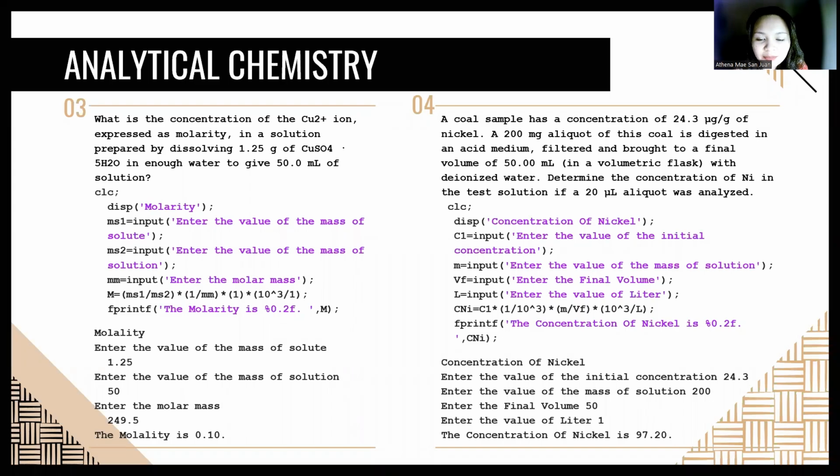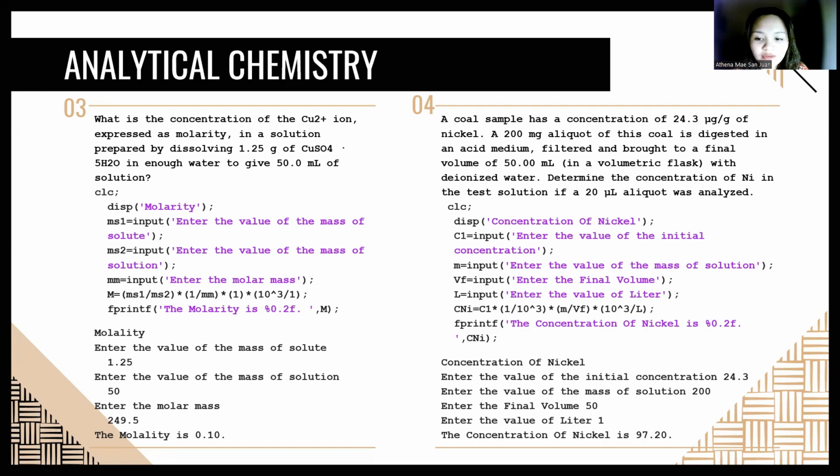Lastly, number 4, a coal sample has a concentration of 24.3 micrograms of nickel. A 200 milligram aliquot of this coal is digested in an acid medium, filtered, and brought to a final volume of 50 ml with deionized water. Determine the concentration of nickel in the test solution if a 20 microliter aliquot was analyzed. So we need to find the concentration of nickel.